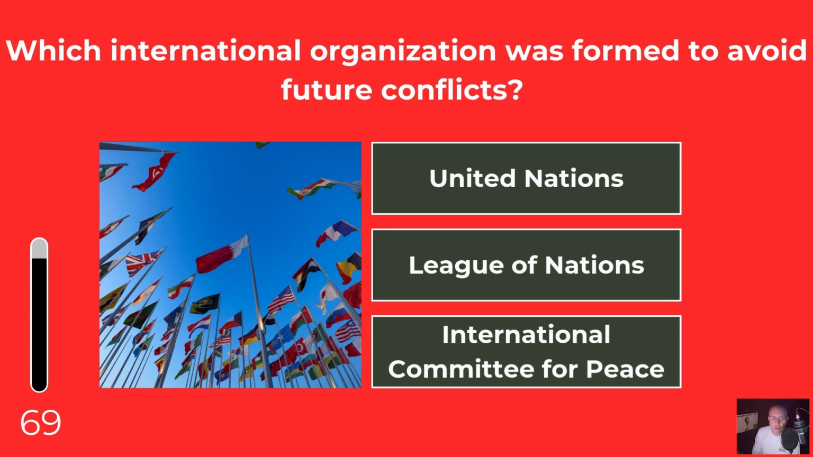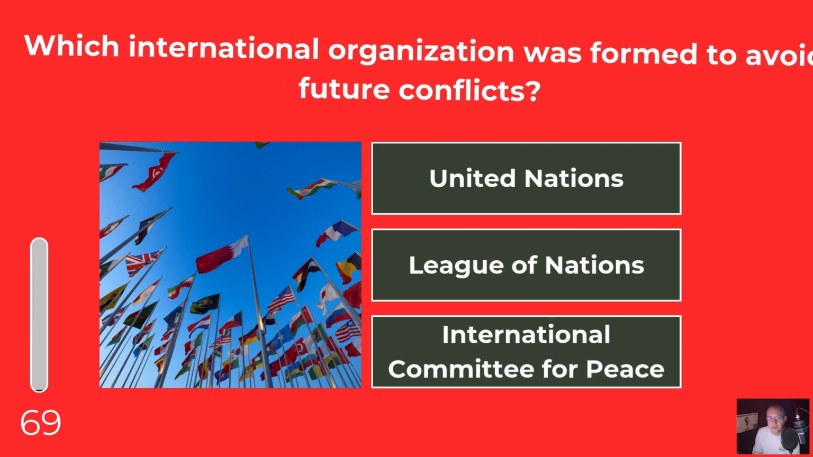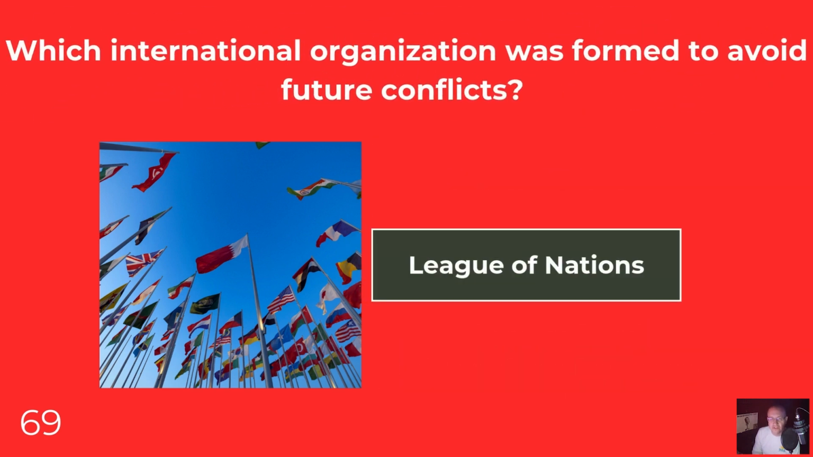Which international organization was formed to avoid future conflicts? Was it the United Nations, the League of Nations, or the International Committee for Peace? Following World War I, it was the League of Nations that was formed.